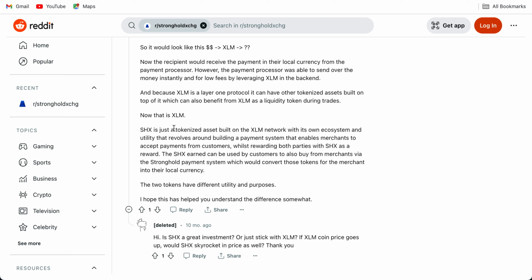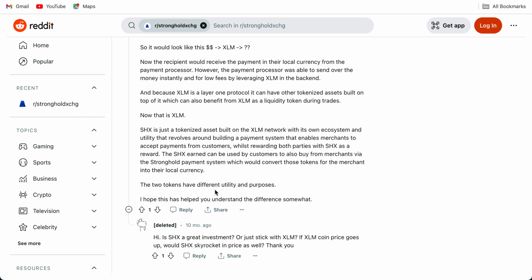Now that is XLM. SHX is basically a tokenized asset built on the XLM network with its own ecosystem and utility that revolves around building a payment system that enables merchants to accept payments from customers. So it is much more focused on payments, merchants, businesses, customers, the retail, whilst rewarding both parties with SHX as a reward. The SHX earned can be used by customers to also buy from merchants via the Stronghold payment system, which would convert those tokens for the merchant into their local currency.